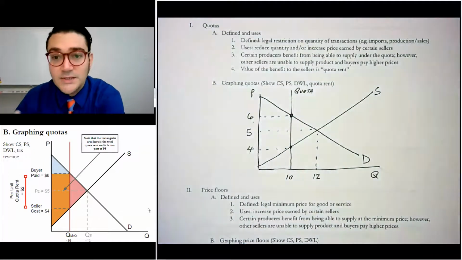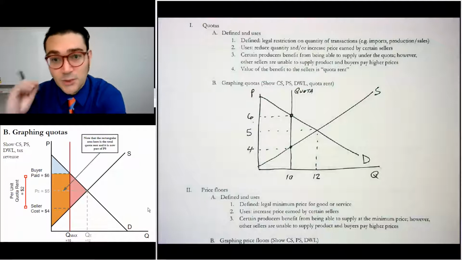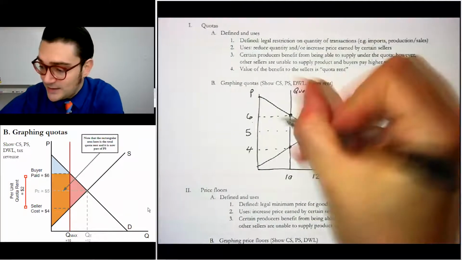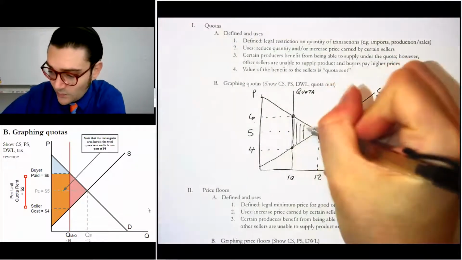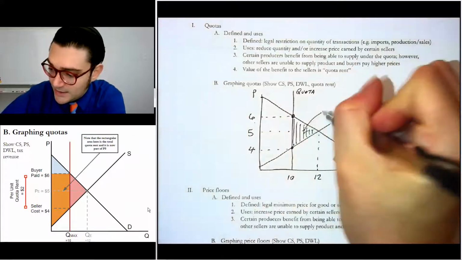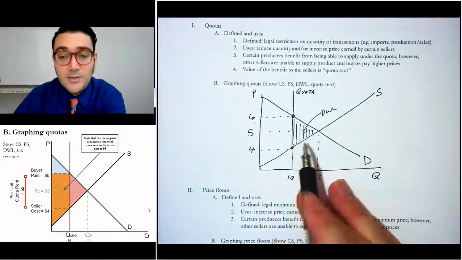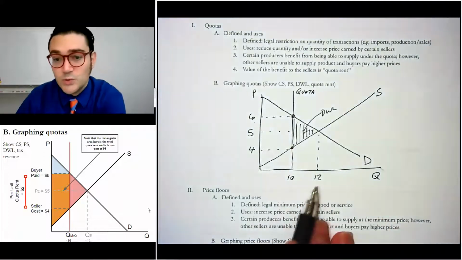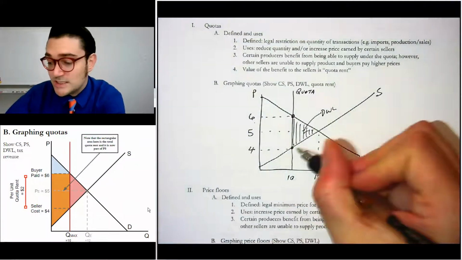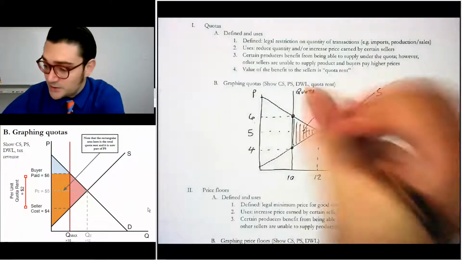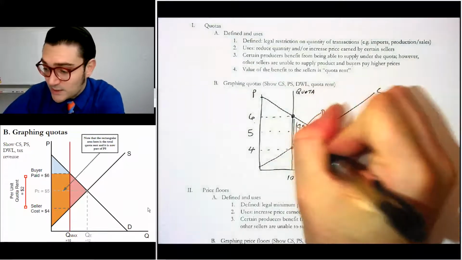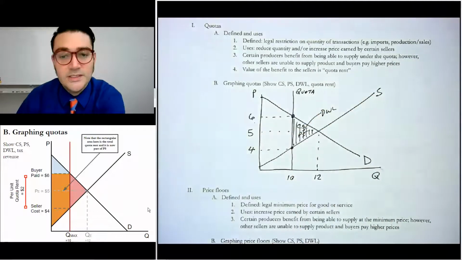Now, here's where things get a little tricky, right? The deadweight loss, hopefully you can spot that one right off the bat. That's this area. It's the value of the transactions that don't occur that should be happening, but they're not occurring because of the quota. So we went from 12 to 10, and the surpluses that were lost are here. So we lost some consumer surplus and we lost some producer surplus. I know that's a little hard to see.